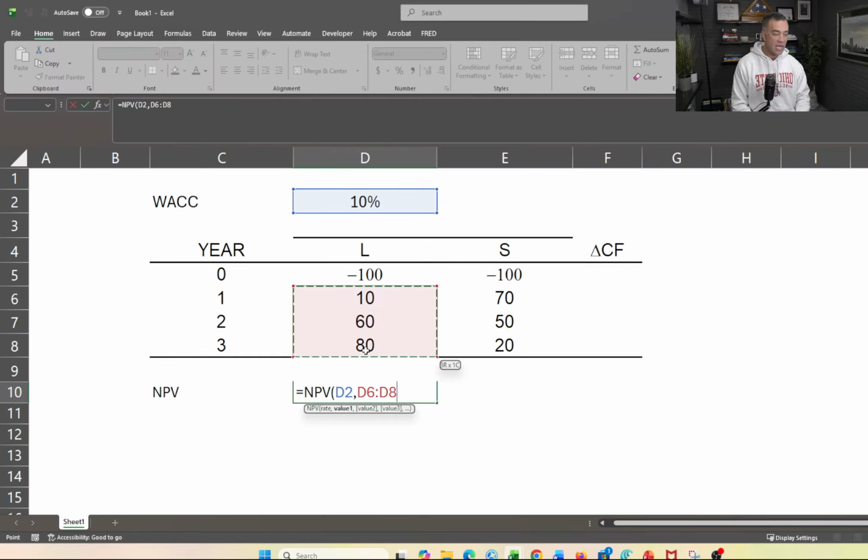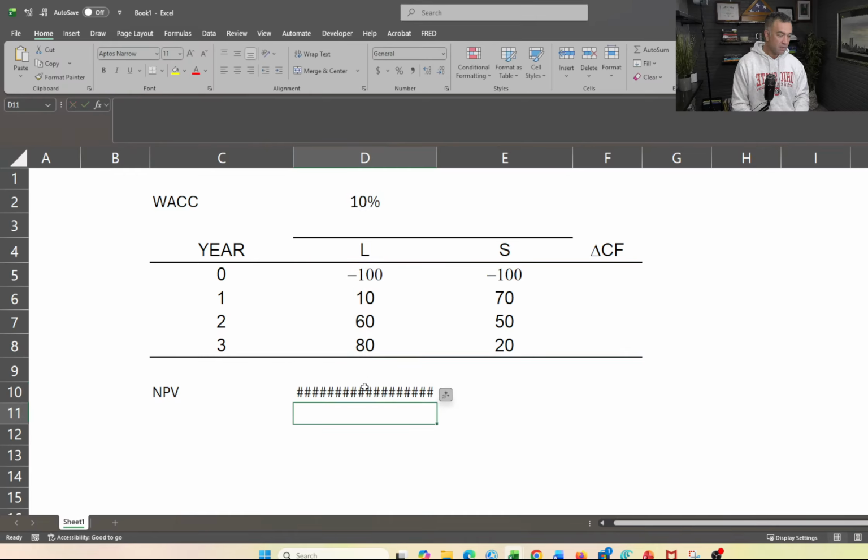So what I want to do is highlight all the future cash flows, which means the negative cash flow at time zero is not in our function because that's already in the present. If you highlighted time zero, that means you're assuming that's at time one in the net present value, so it's going to make your cash flows inaccurate. So we're going to close that up, and then I'm going to say plus that cash flow, so it's outside of the function of net present value.